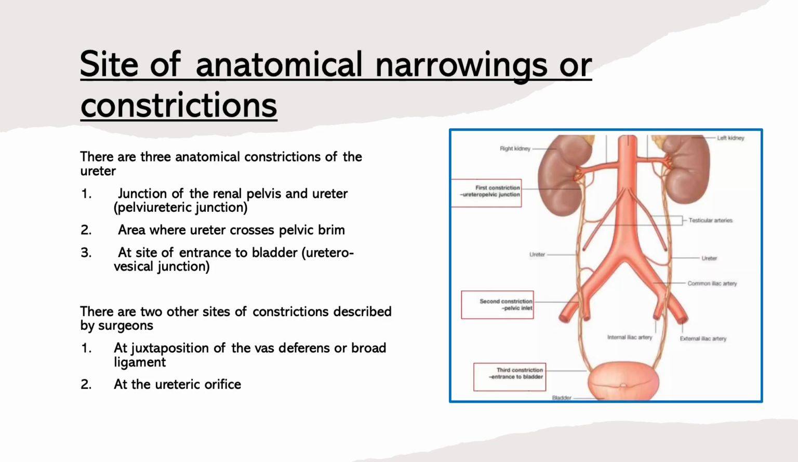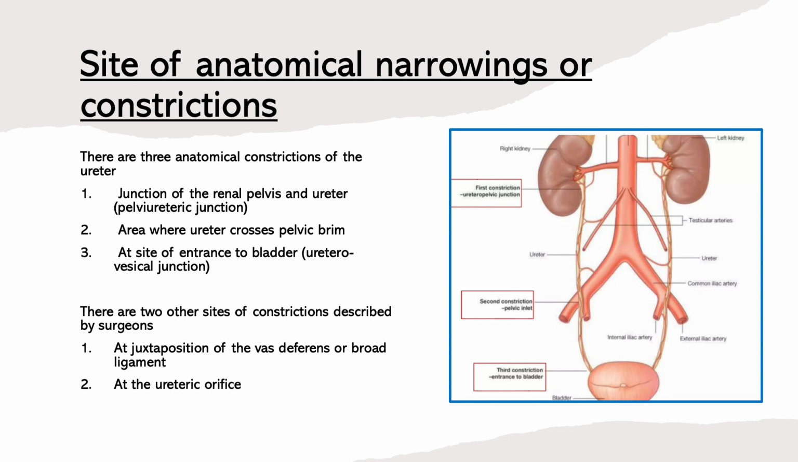There are 3 anatomical constrictions of the ureter. Junction of the renal pelvis and ureter, the pelviureteric junction. Area where the ureter crosses the pelvic brim. At the site of entrance to the bladder, the ureterovesical junction.